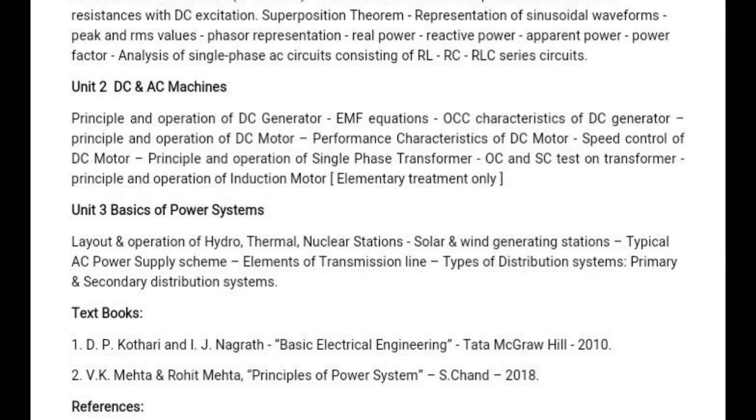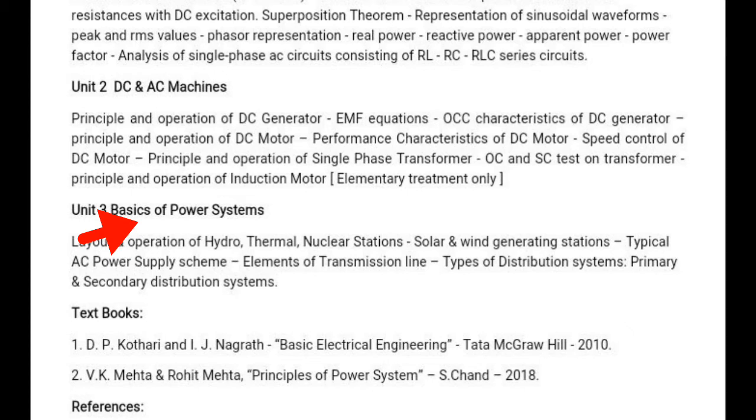After that, basics of power system, unit 3. From unit 2, the important questions I will present at the end of the video. Next, the third one, unit 3, basics of power system.